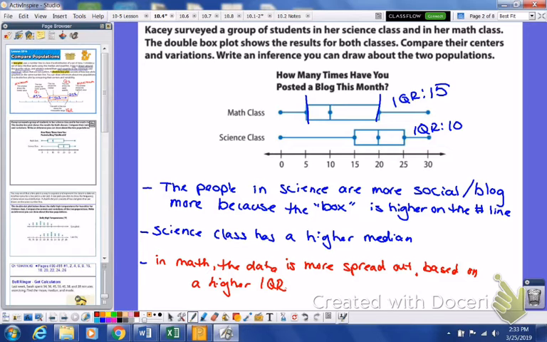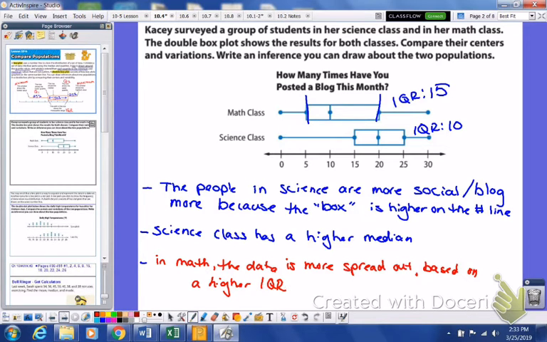Overall variance is the same. They both go from 0 to 30. But you notice again that the IQR for the math class is 5 higher than the science class. So that tells us that their data is a bit more spread out. So we're looking for inferences like that we can make based on the double box plot that's given.